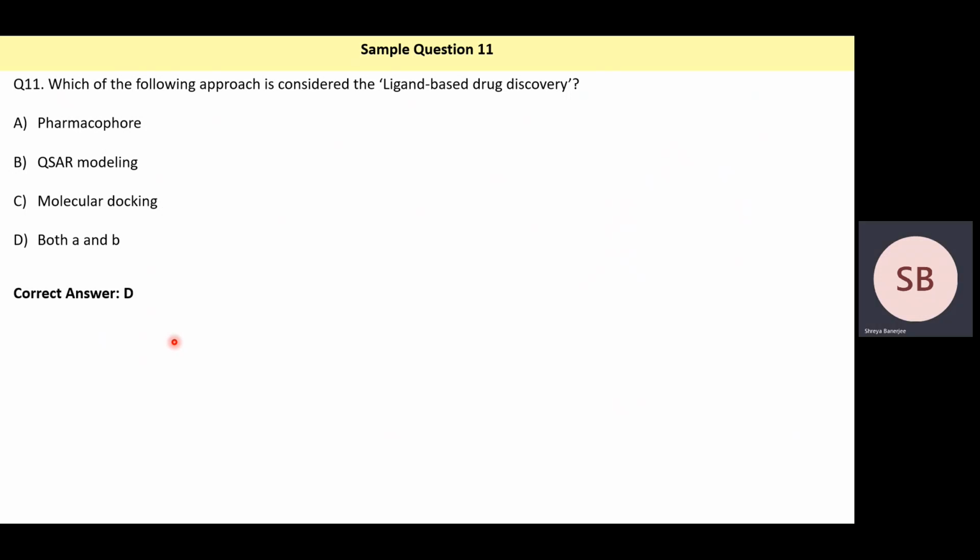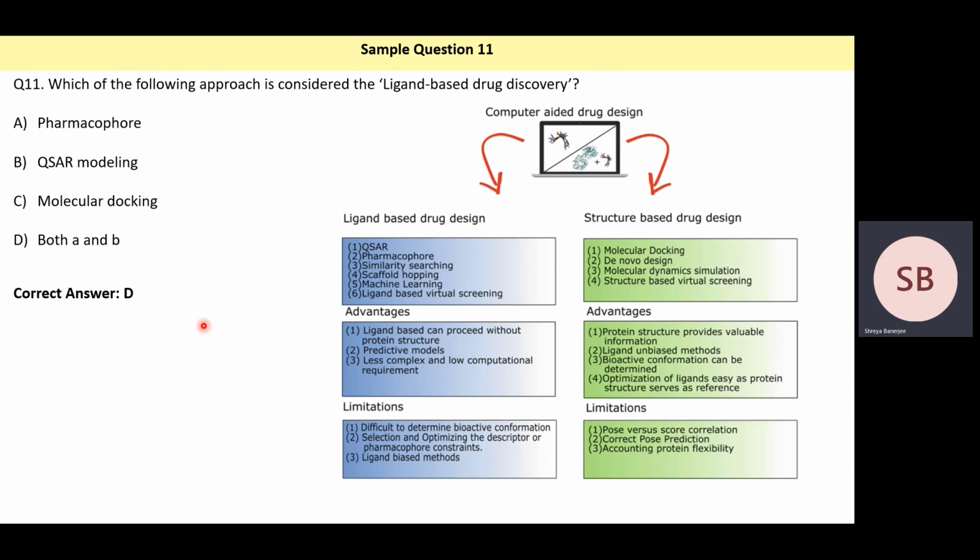The correct answer is D. So in ligand-based drug discovery, the types are QSAR, which is basically quantitative structure activity relationship. Then it is pharmacophore modeling. And there are other methods like similarity searching, scaffold hopping, machine learning, and virtual screening. In structure-based drug discovery, there is molecular docking, de novo design, molecular dynamics simulation, and virtual screening.